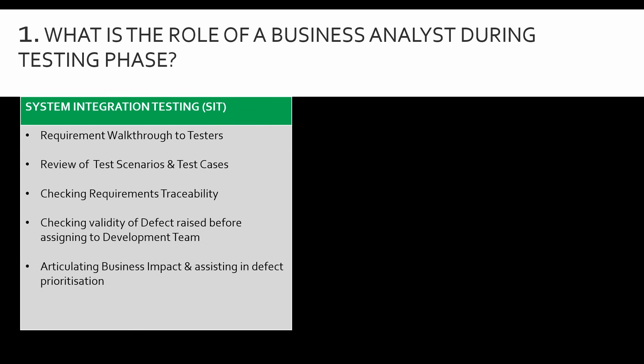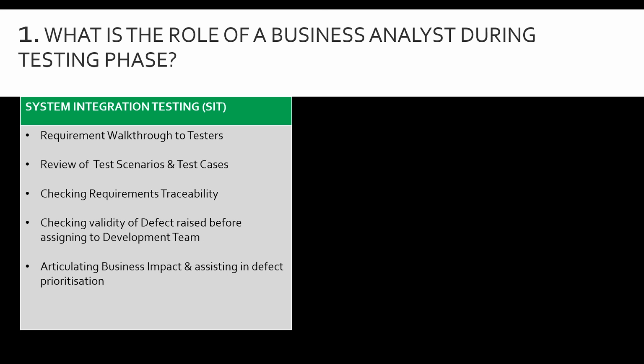The first key responsibility of a business analyst is the walkthrough of the requirements to the testers. The business analyst will explain what the requirement is and answer any questions from the testers so they understand what is being required and what is being developed. Then the testers will come back with the test scenarios and test cases, and the second task for a business analyst is to review them and ensure that they have got the scenarios and test cases right for all the requirements, which leads us to the third point, which is checking requirements traceability.